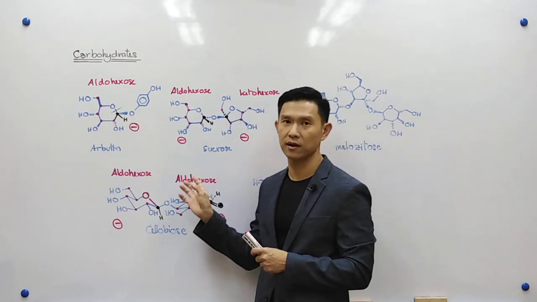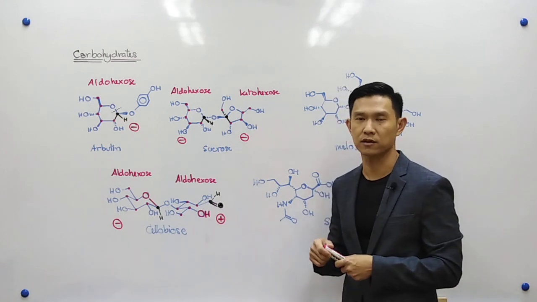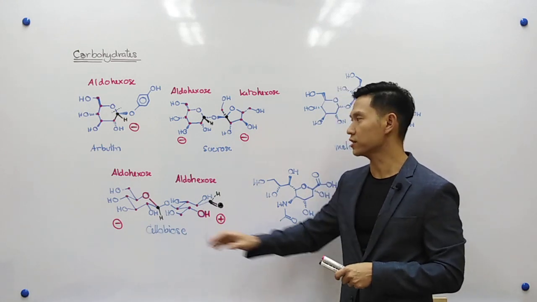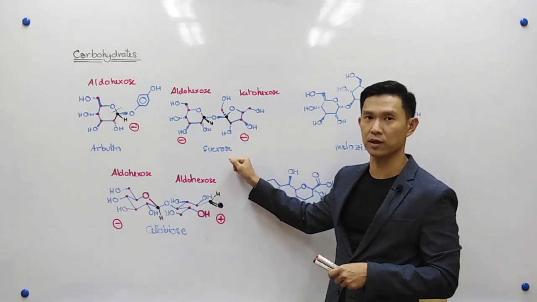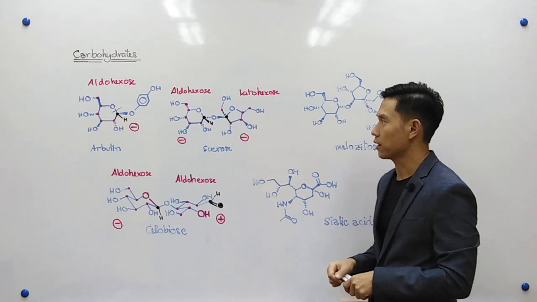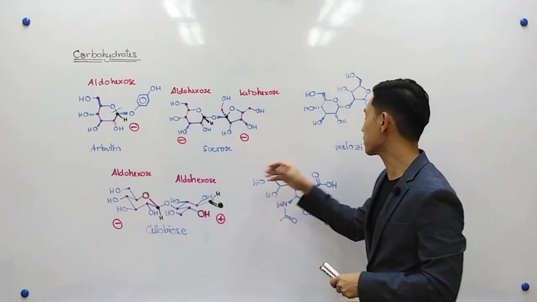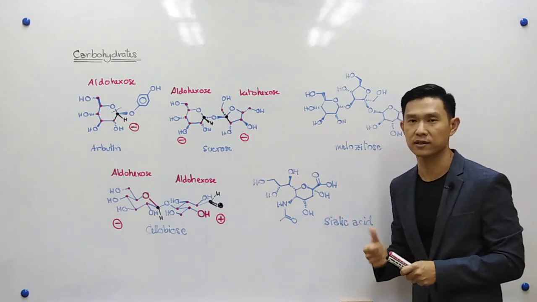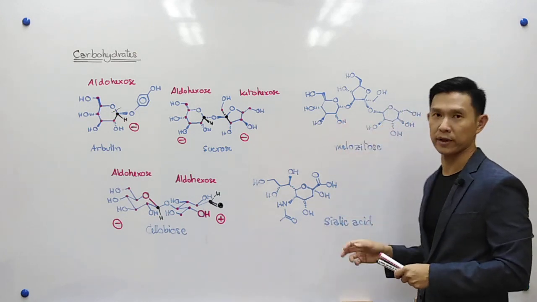So we can say that this sugar is active with the Benedict, or positive with the Benedict. So this is the reducing sugar, but this is a non-reducing sugar. That's it. Now from monosaccharide and disaccharide, we are going to look at a trisaccharide. So in this trisaccharide, we have 3 rings.